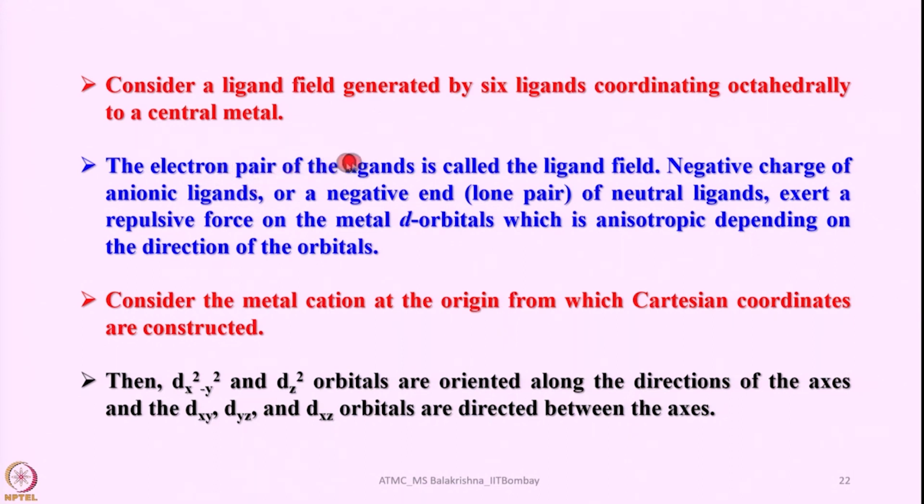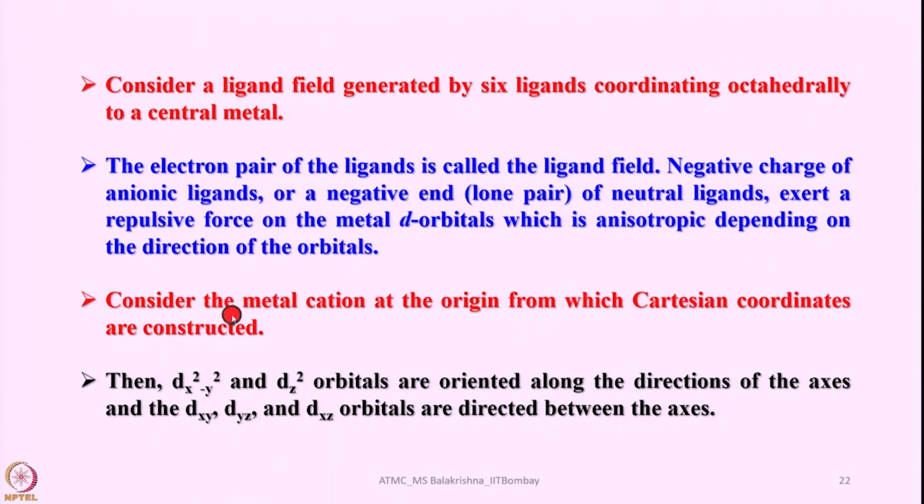The electron pairs of the ligands are called the ligand field. Pairs of electrons, the negative charge of ionic ligands or the negative end of a neutral ligand, exert a repulsive force on the metal d orbitals, which is anisotropic depending on the direction of the orbitals. These are the fundamental aspects one should remember.